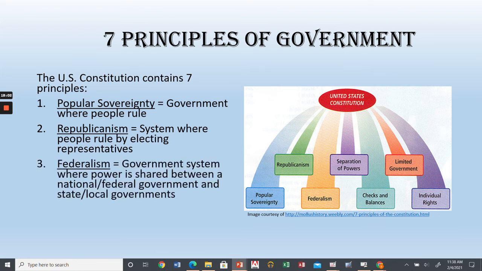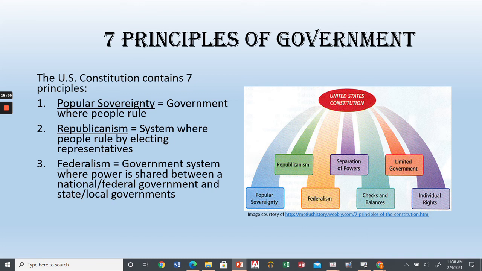3, federalism. And we'll have an entire series of lectures on federalism in the future. But for now, just understand federalism is where power is shared between a national or a federal government and the state and local governments. All right, so understand, and I know you already know this, but you may not have always thought about it in these terms. Remember, we have a national government that's based in Washington, D.C. We have a president, we have Congress, we have a Supreme Court, etc.